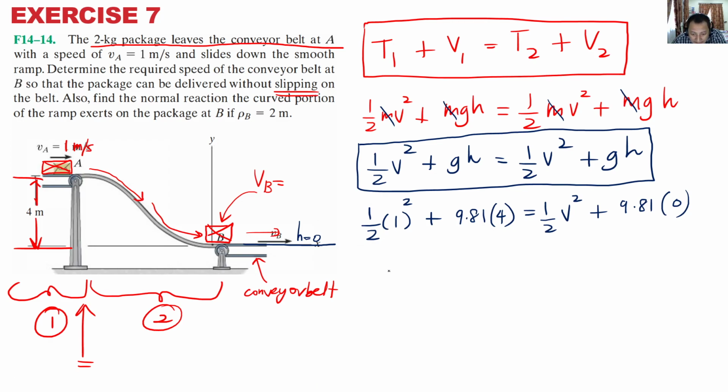So what do we get for here? You get half, 0.5, and this one 39.24, equals 0.5 v squared plus 0. Okay, so velocity is equivalent to, remember to square root.